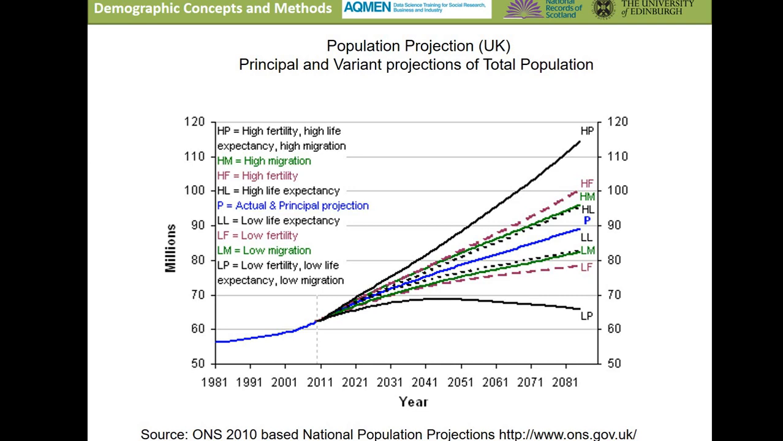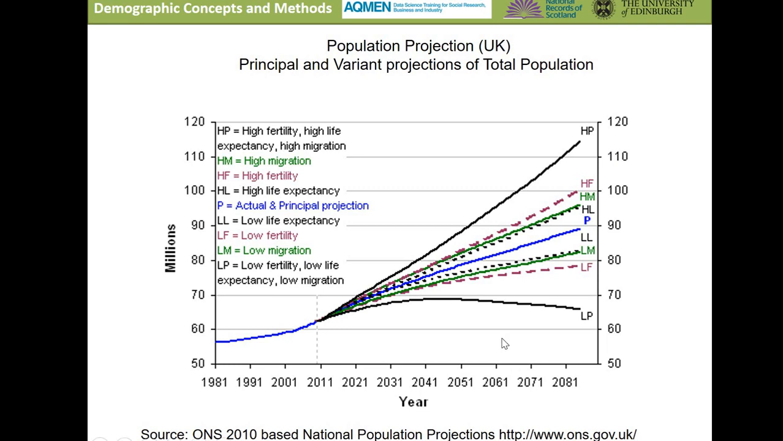So the top line here, indicated HP, is indicating how population would change between 2011 and 2081 under a scenario of high fertility, high life expectancy and high migration. So we see a much larger population under this assumption, because this assumption is assuming there'll be more babies born, more people will survive to the oldest ages, and there will be high levels of migration, so new populations moving into the country. So under this scenario in 2081, the population of the UK is projected to be around 115 million.